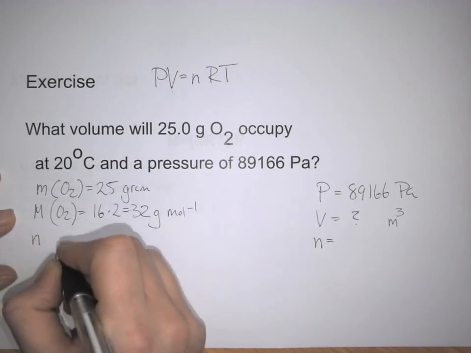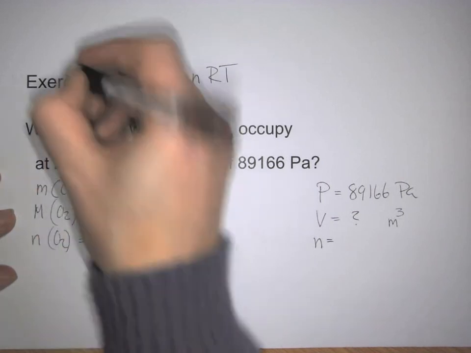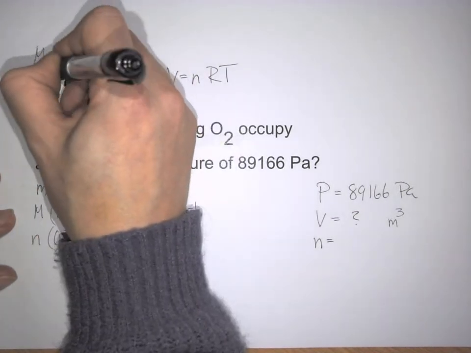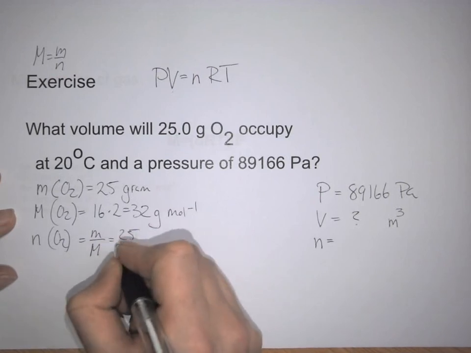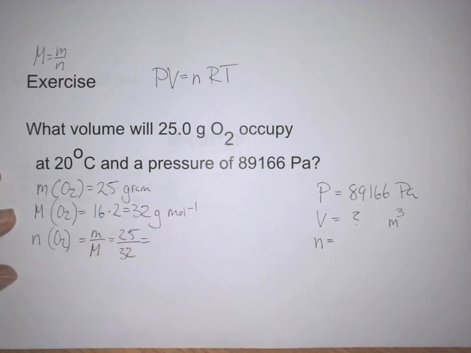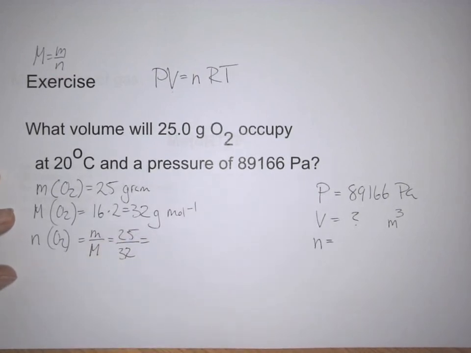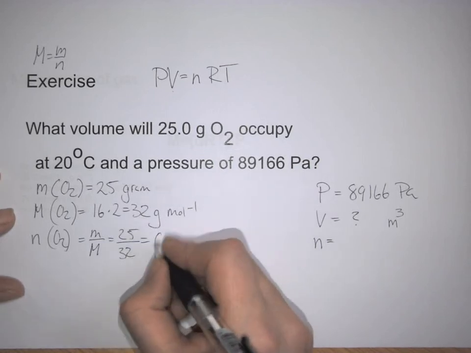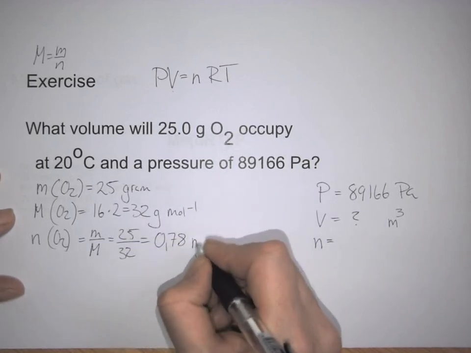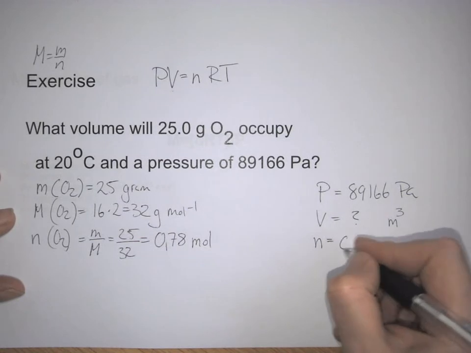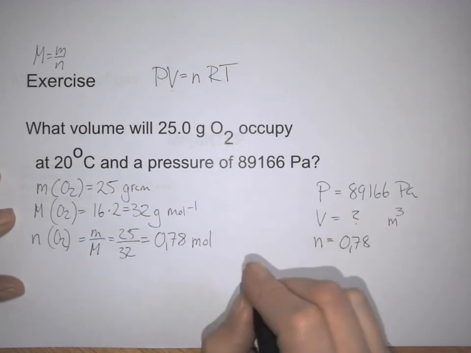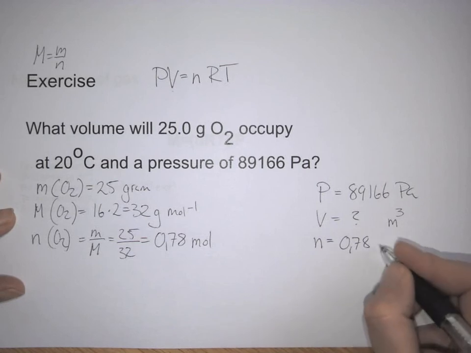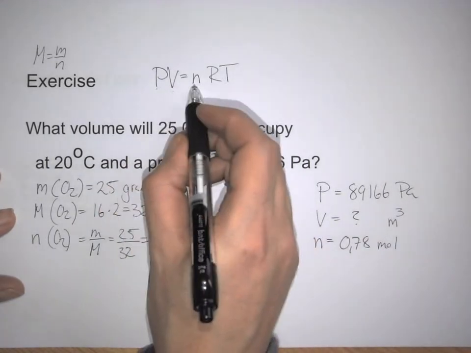And then we have the amount of substance that we can calculate from this equation. So the mass divided by the molar mass, 25 divided by 32. If you put that in your calculator, you will get 0.78 mole. So now we have stated the amount of substance here. We continue the equation.